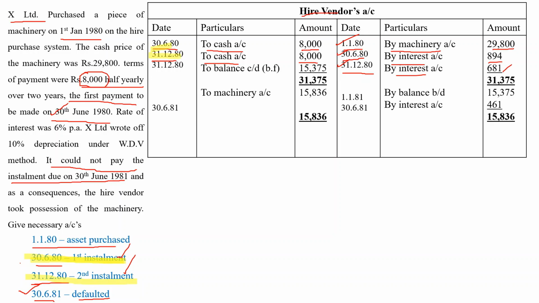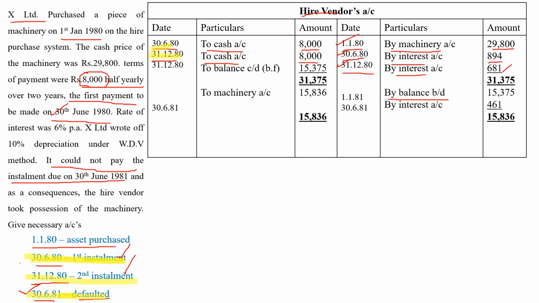Okay. Now tally your account and find the balancing figure. Bring down the balancing figure to the next year. We have brought down the balancing figure to the next year. So what happened in the next year? See, look into this calculation here at the bottom. On 30/06/1981, the hire purchaser defaulted in payment. So he did not pay the third installment.